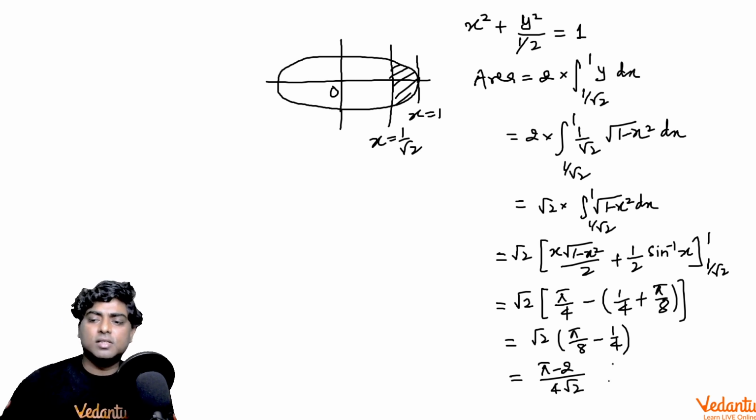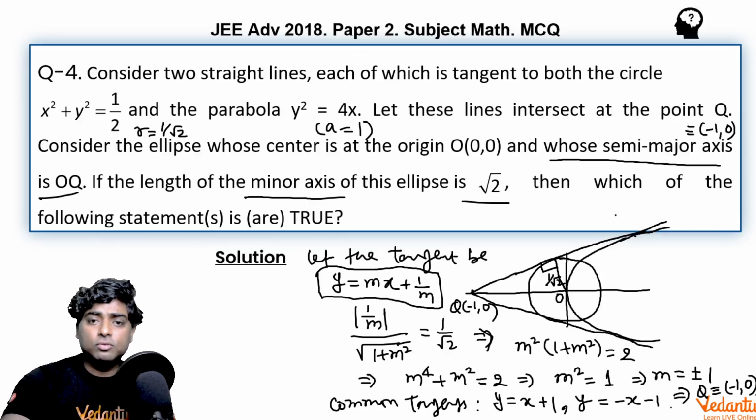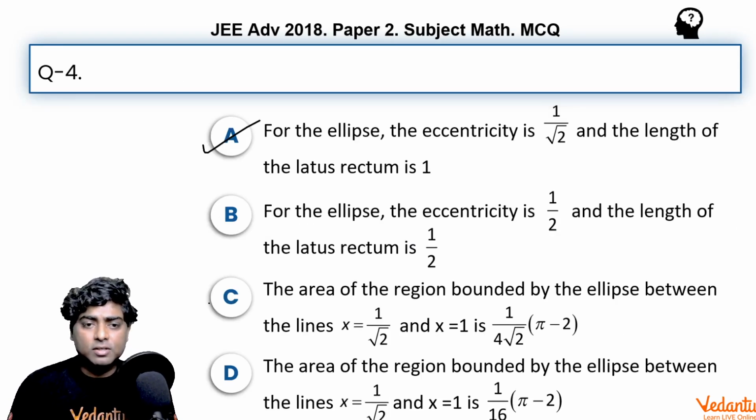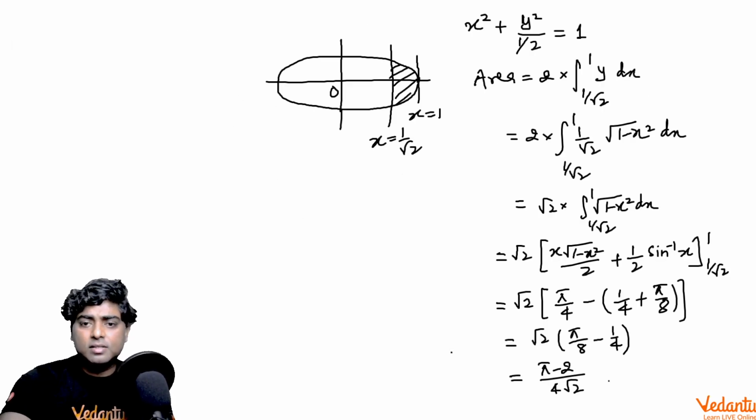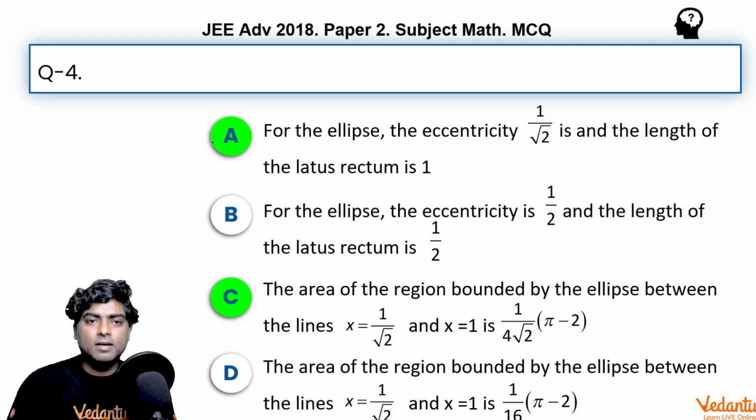This is in square units. So the final answer is pi minus 2 by 4 root 2. If you go to the options, pi minus 2 by 4 root 2 is given in option C, so option C is correct, obviously D is not correct. So the answers are A and C, as you can see.